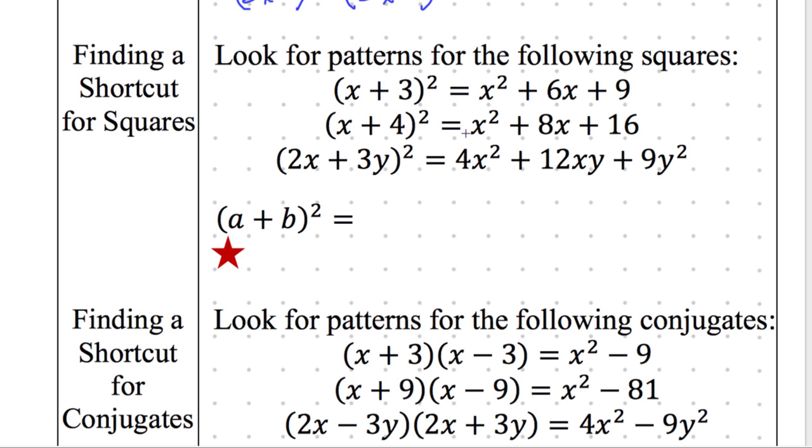And we're back. So what we discovered was you square the first term: x squared gets to x squared, 2x squared gets to 4x squared. You square the last term: 3 squared is 9, 4 squared is 16, 3y squared is 9y squared. But the trick for finding the middle was a little bit harder. You had to multiply these two: 3 times x is 3x, and then double it, you get 6x. 4 times x is 4x, double it, you get 8x. 2x times 3y is 6xy, double it, you get here. So you multiply, then you double.